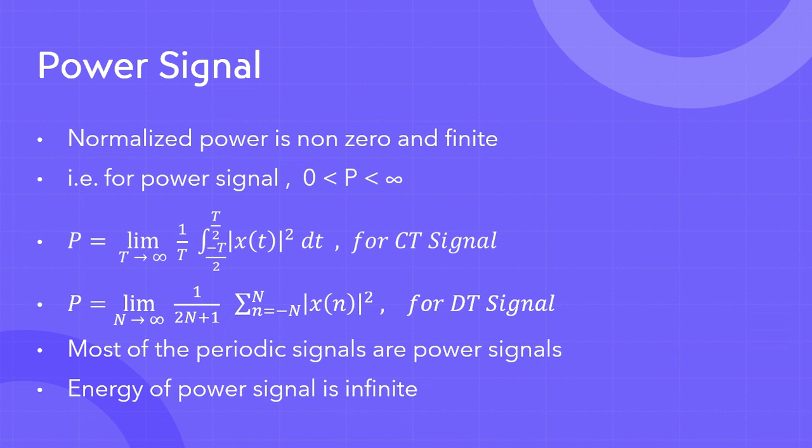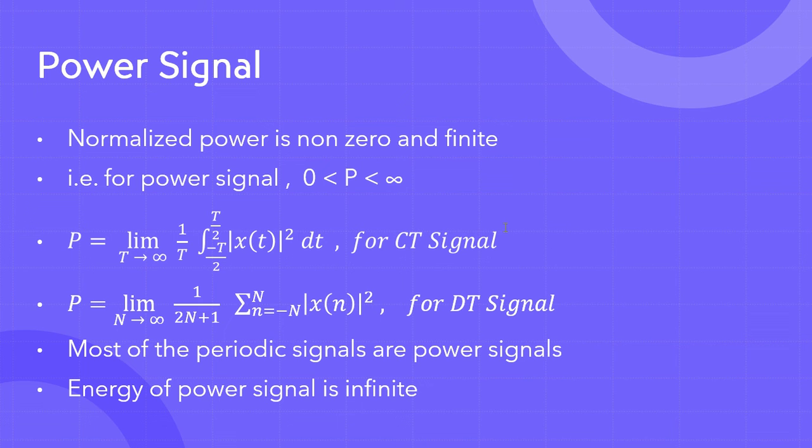So firstly, what is a power signal? To put it in simple words, we call a signal a power signal if the normalized power of the signal is non-zero and finite, which means the power of the signal cannot be zero and it cannot be infinite. So for a power signal, the power must be between 0 and infinite.